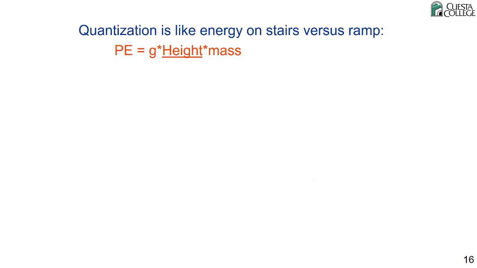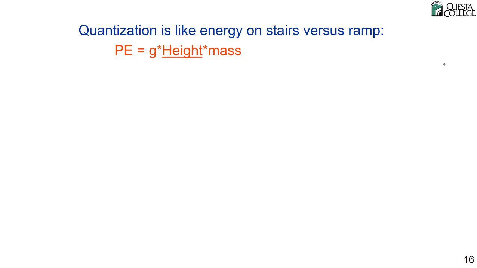In order to visualize quantization, how energy is only released or absorbed in certain amounts, we can talk about a couple of familiar things. One is potential energy. Potential energy can be calculated as the gravitational force on an object times its height above the surface of the planet times the mass of the object. So the higher something is, or the heavier it is, the more potential energy it has.